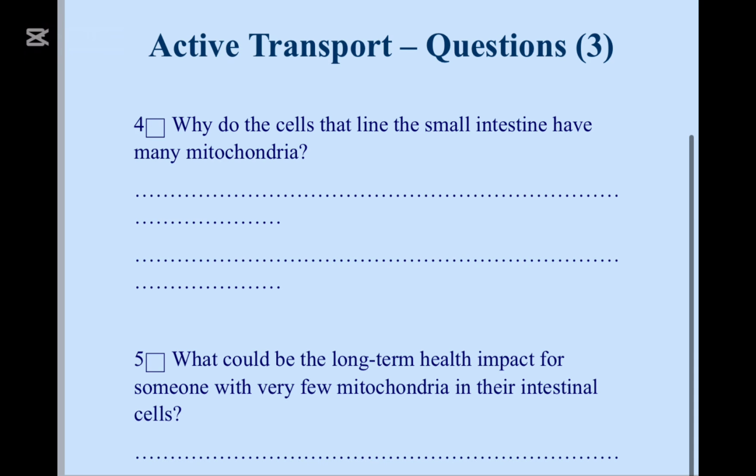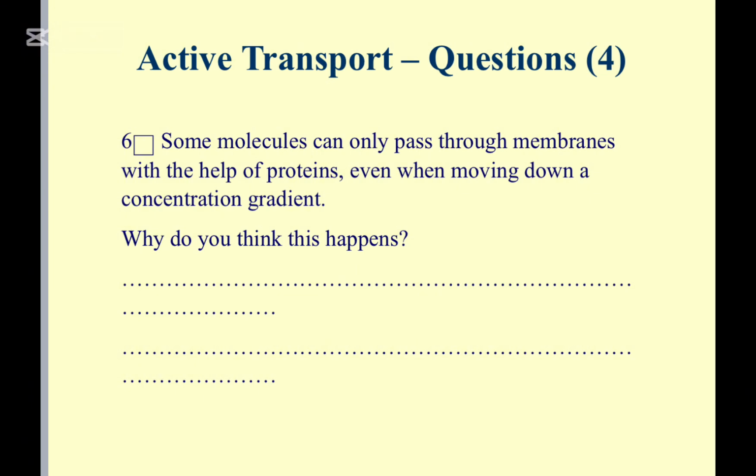What could be the long-term health impacts for someone with very few mitochondria in their intestinal cells? This is a very good question. With too few mitochondria, the process of active transport will be very, very slow. This may likely not enable the patient to absorb enough nutrients into the blood. And remember, when the body lacks nutrients, the person becomes weak and growth becomes very slow. So that's an easy one. Going to question number 6.